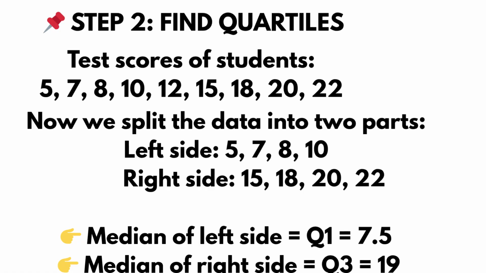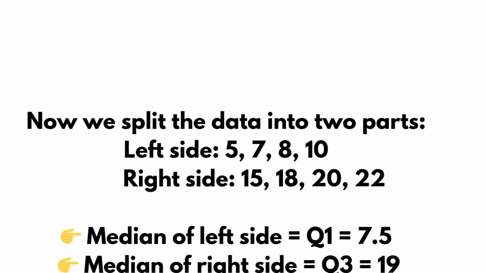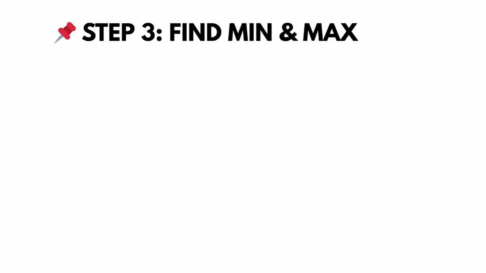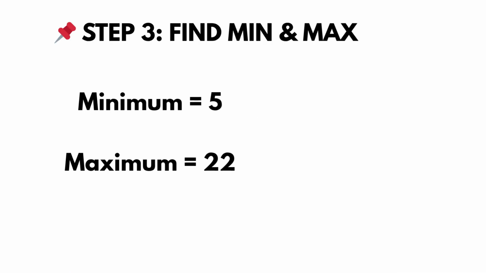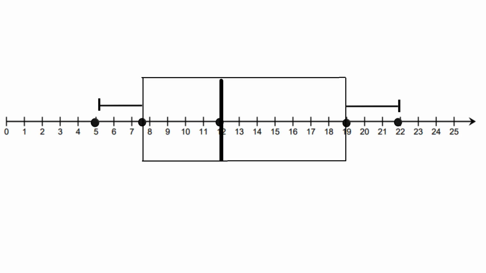Find quartiles. Now we split the data into two parts. Left side: 5, 7, 8, 10. Right side: 15, 18, 20, 22. Median of left side, Q1, is equal to 7.5. Median of right side, Q3, is equal to 19. Find minimum and maximum. Minimum is equal to 5. Maximum is equal to 22.